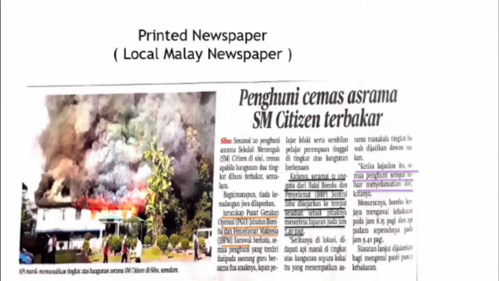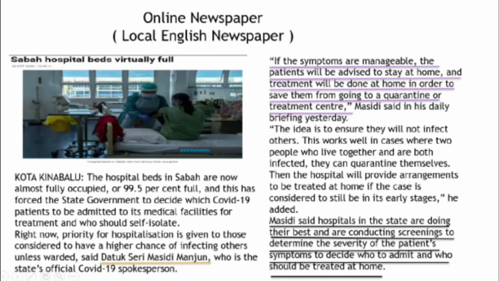Okay, the first example is a writing of a printed newspaper, which is the local Malay newspaper. So in the example, the orange underline is the example of attribution, and the black one is the example of indirect quotations, and the purple one the example of direct quotations. Same goes to the second example, which is a writing of an online newspaper, which is the local English newspaper. It also uses the same elements, which are direct quotations, indirect quotations, and also the attributions. So I can conclude that these 2 elements, quotations and attributions, are used in news writing, both printed and online newspaper.